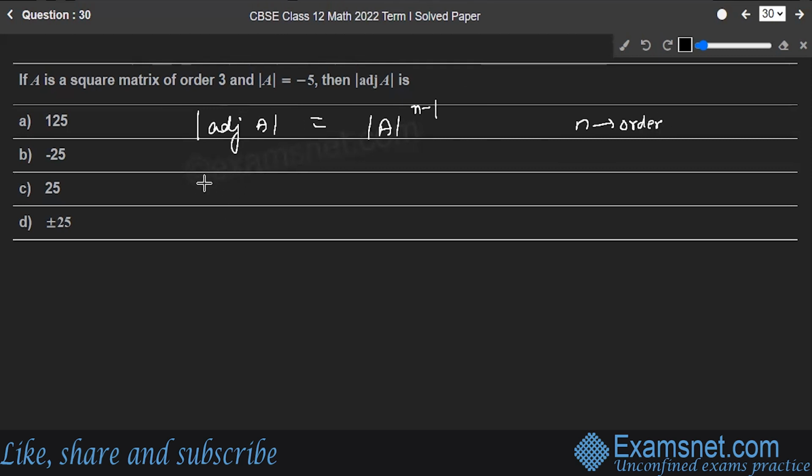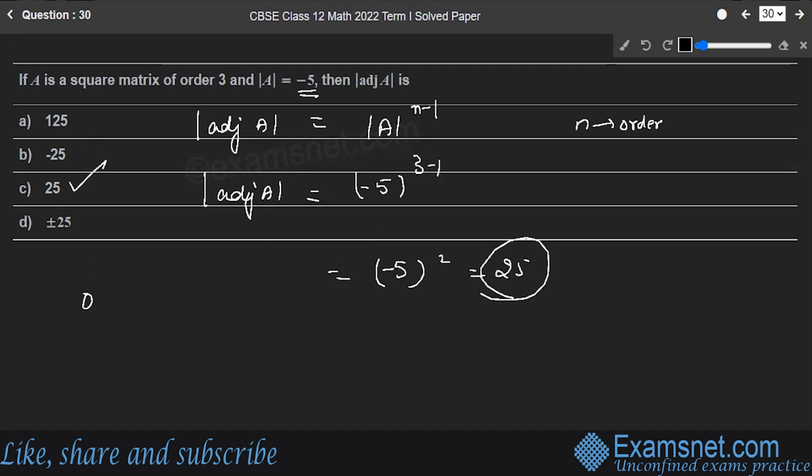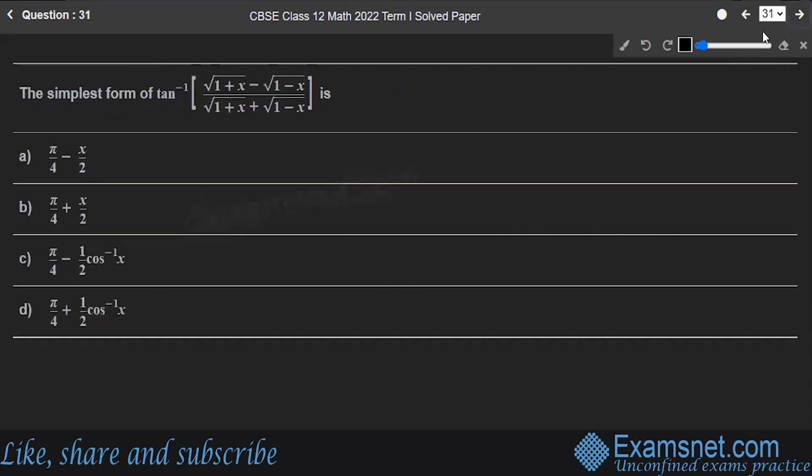So therefore, the determinant of adjoint A is equal to minus 5 raised to power 3 minus 1, which is equal to 25. So this is the answer to the question, option C. It was a pretty easy question if you knew this formula. Hope you got that. Next is the 31st question.